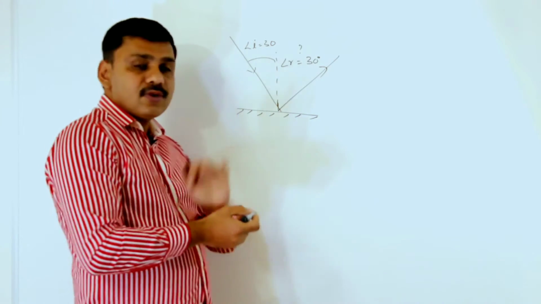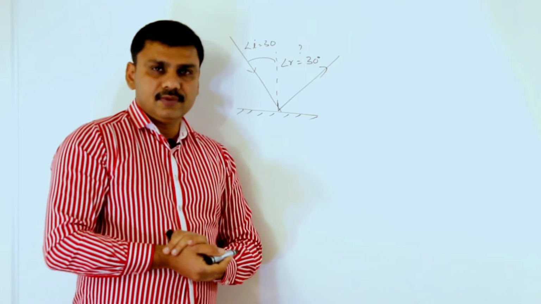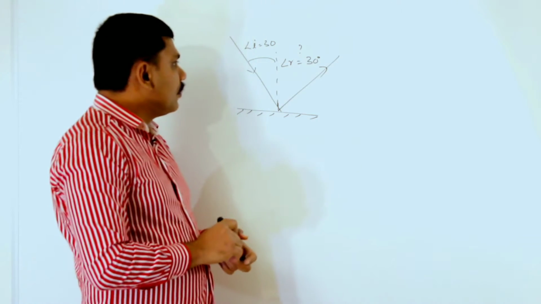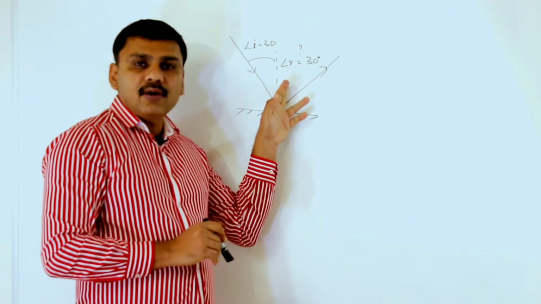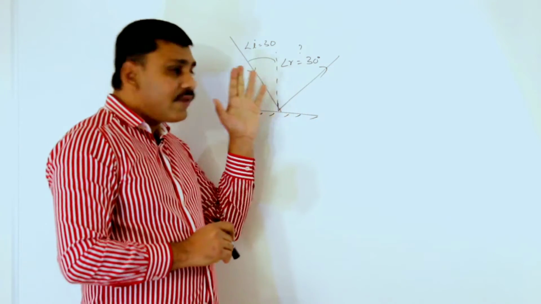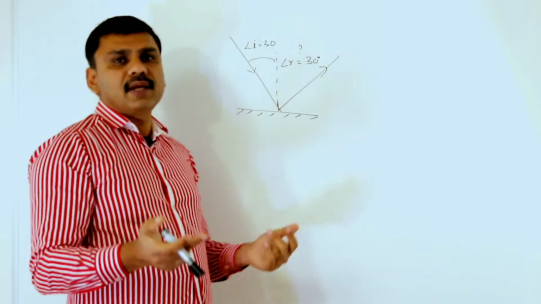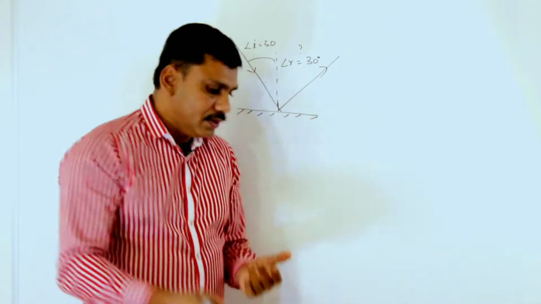So in the case of a regular reflection from a polished smooth surface, the angle of incidence will be equal to angle of reflection. So always remember, the angle of incidence and angle of reflection are measured from the normal.